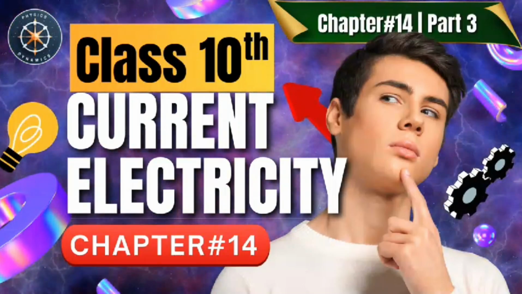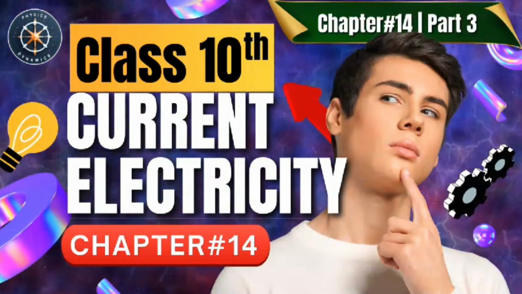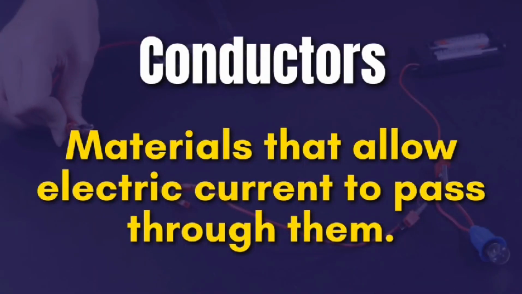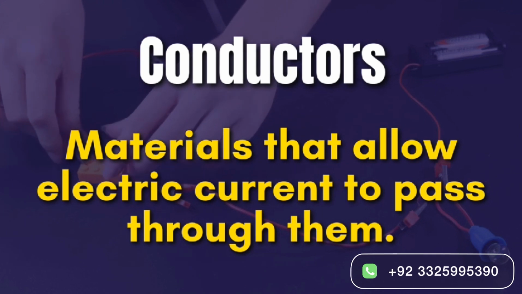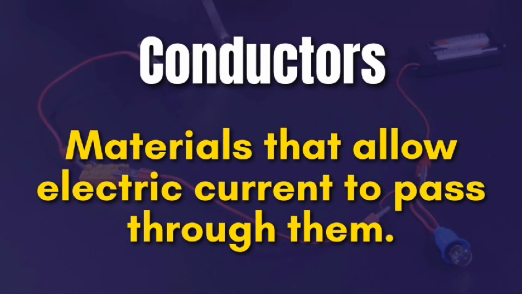Today we will discuss chapter number 14, part 3. And the topic is conductors. So let's define conductors. Conductors are the materials that allow electric current to pass through them easily because they have free electrons that can move freely.